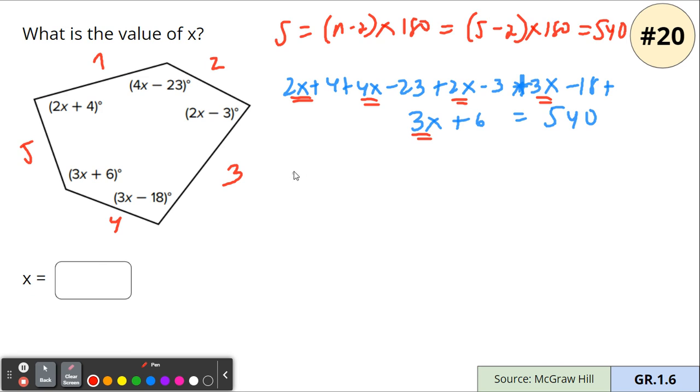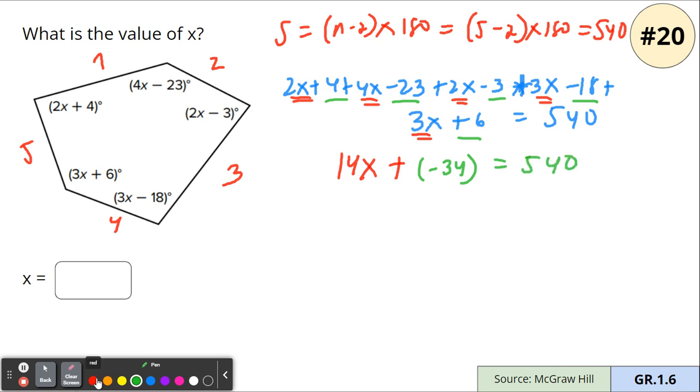Oh, wait. Am I forgetting something? 2x plus 4x plus 2x. So 6 and 8 plus 6 plus 6. 14x, sorry. Plus 4 minus 23 minus 3 minus 18 plus 6. So 4 minus 23 minus 3 minus 18 plus 6 will give us negative 34, equal to 540.